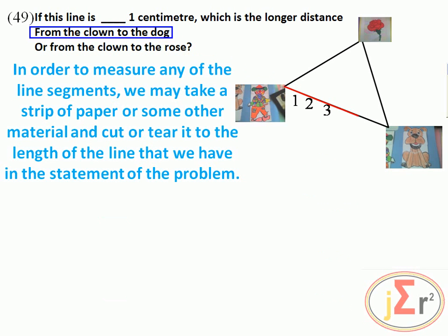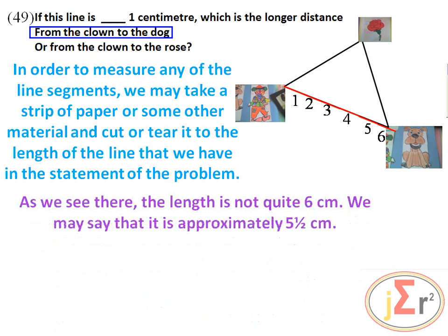So we will have about 5.5 of those strips. That's what we will have. So as we see there, the length is not quite 6 centimeters. We may say that it is approximately 5.5 centimeters, because we notice that it is about a half of a strip at the end of it.